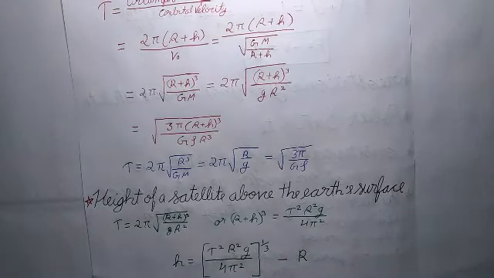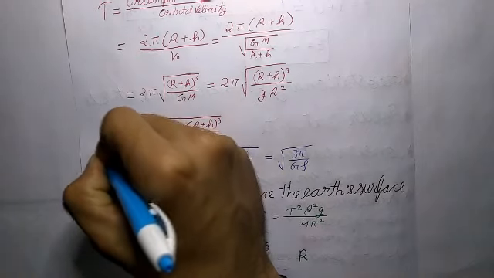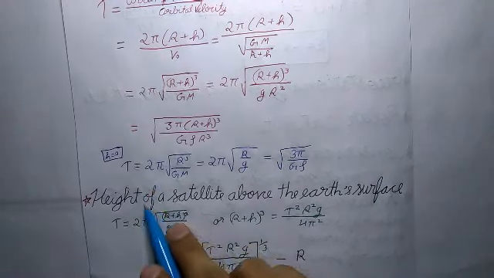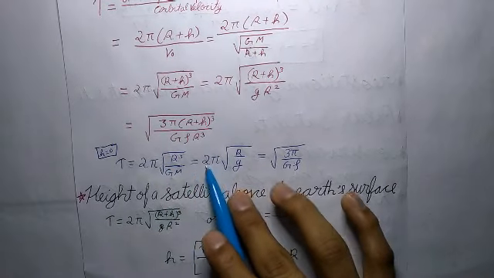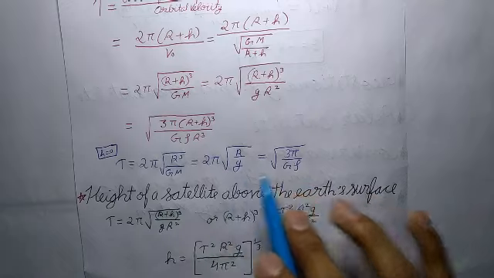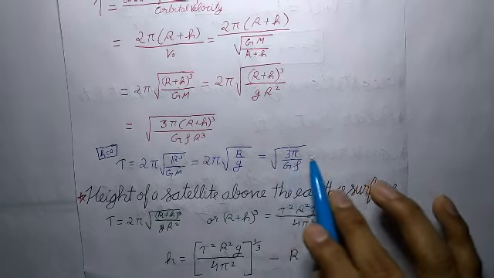If the satellite revolves just close to the surface of the Earth, h equals 0, then T will be equal to 2π√(R³/GM). It will be equal to 2π√(R/g), which equals √(3π/Gρ).